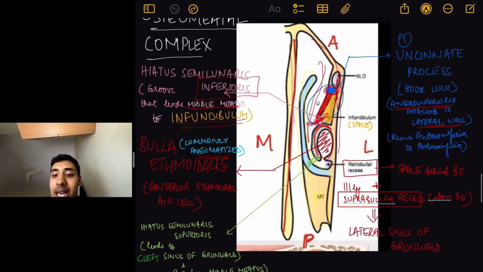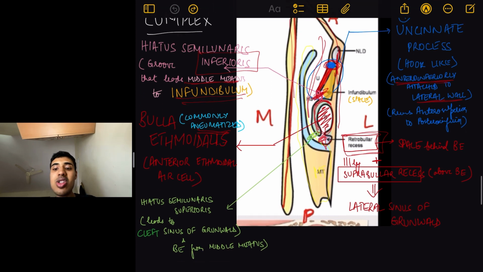Now, behind the bulla, posterior to the bulla ethmoidalis, you have the retrobullar recess. Understood? And similarly, above the bulla, you have the suprabullar recess. Now, this suprabullar recess and the retrobullar recess together make up what is called the lateral sinus of Grunwald.